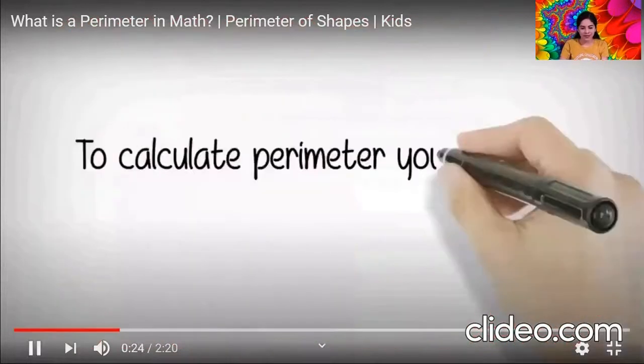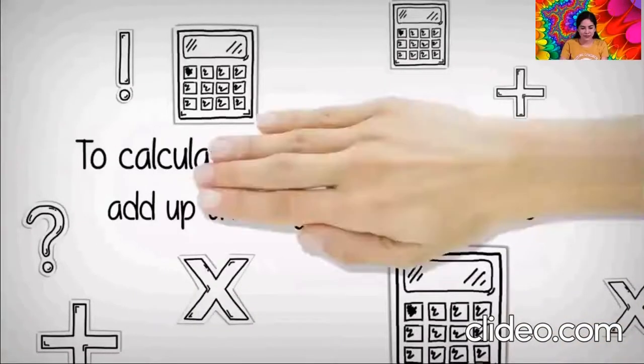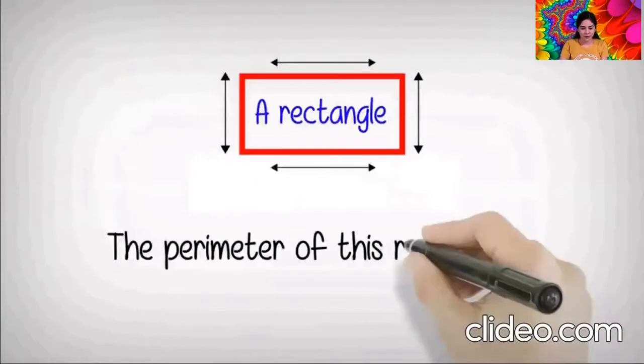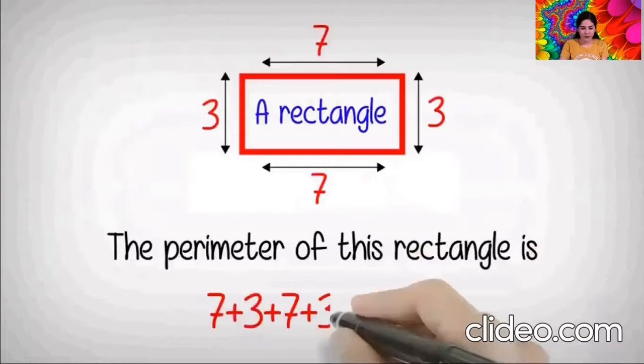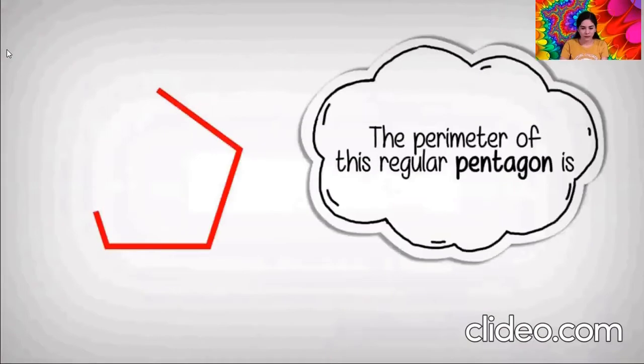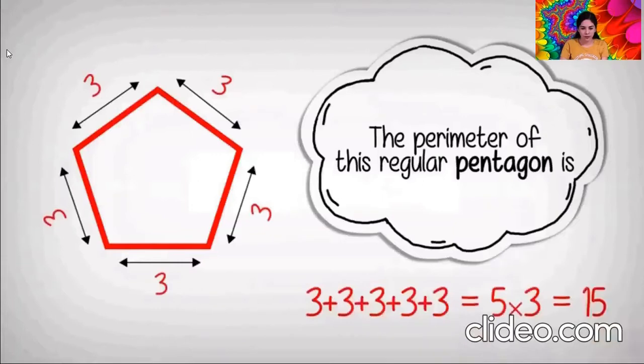To calculate perimeter, you basically add up the length of all the sides. Here are some examples for you. A rectangle. The perimeter of this rectangle is 7 plus 3 plus 7 plus 3, which equals 20. The perimeter of this regular pentagon is 3 plus 3 plus 3 plus 3 plus 3.